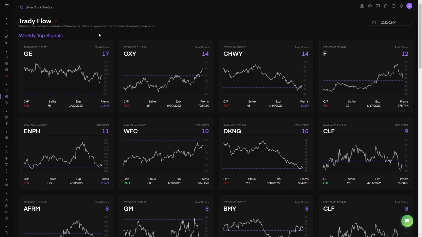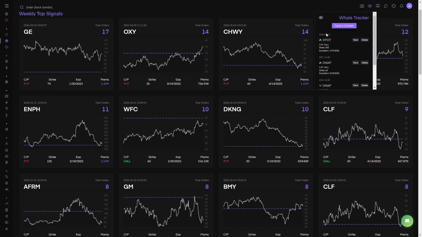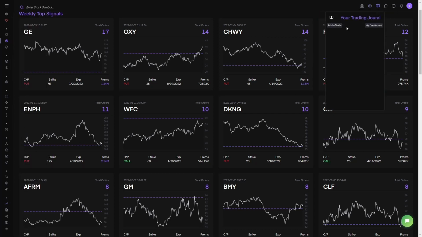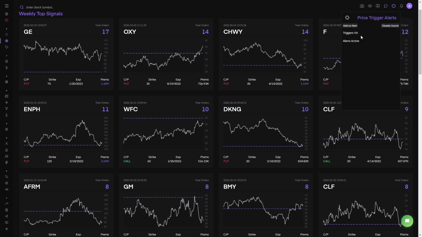If you guys are interested in me going over all the other different types of tools that Tradytics offers, they offer whale tracking, so you can track contracts, a trading journal, a chat room, you can set alerts and all that stuff. Just so much useful information.